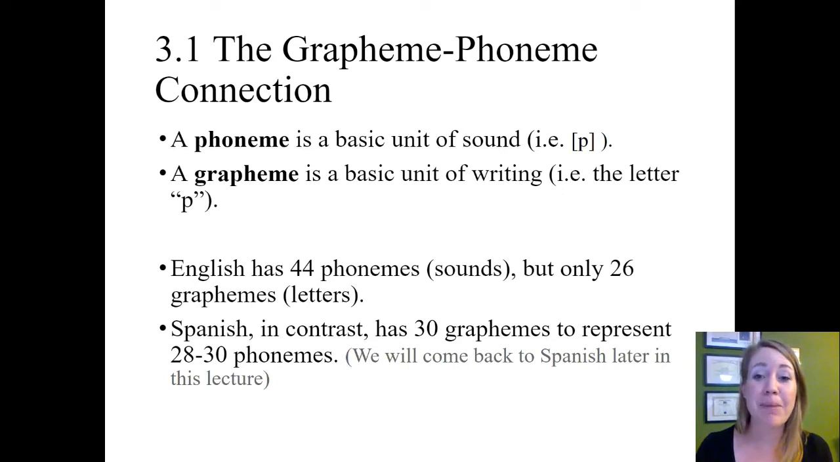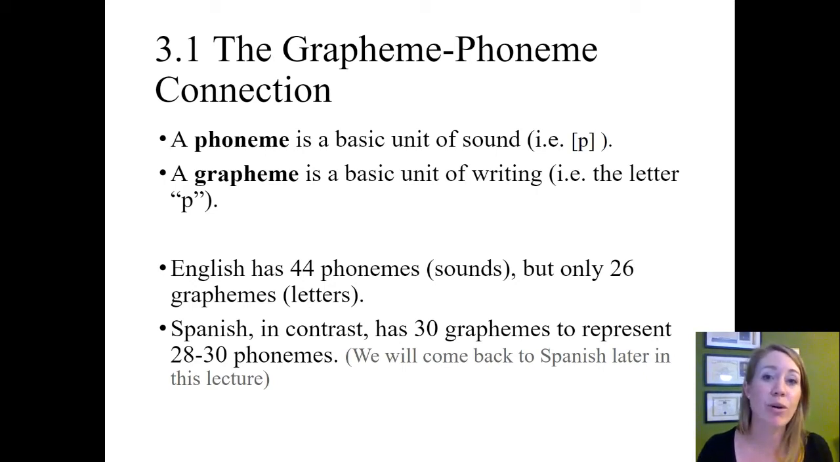So a phoneme is a basic unit of sound, like p, p, p. And a grapheme is a unit of writing that represents that sound. So we can use the letter, the grapheme, P, to represent the sound P. All right, we're going to dive into that more. So if you didn't get it yet, it's okay. We're going to spend some more time with it.